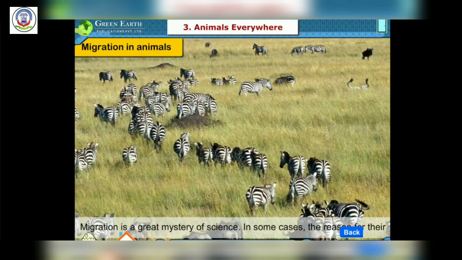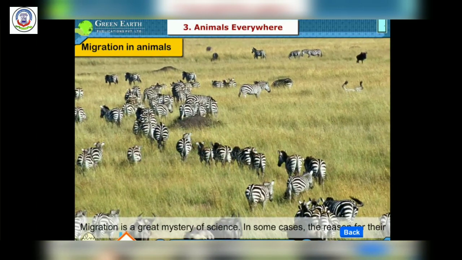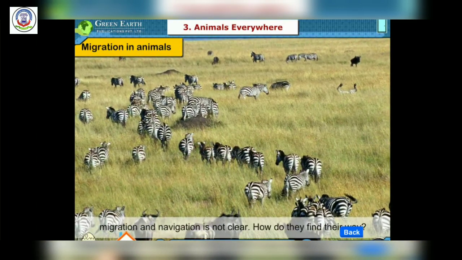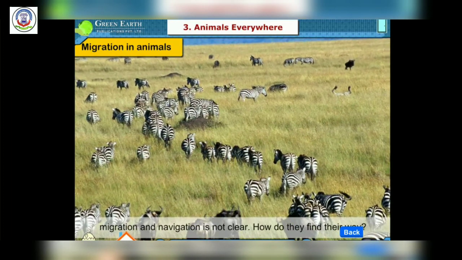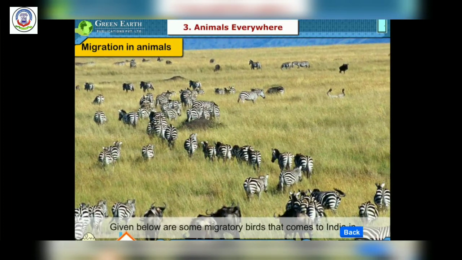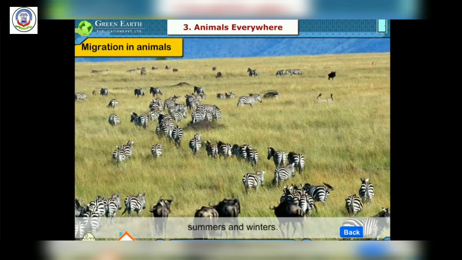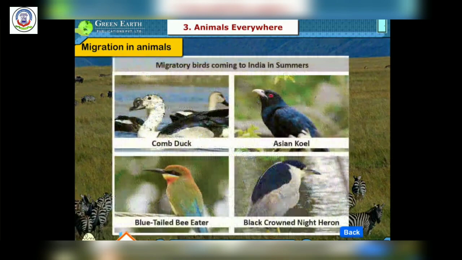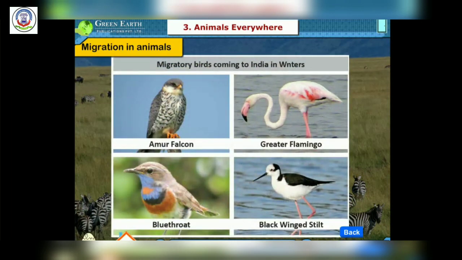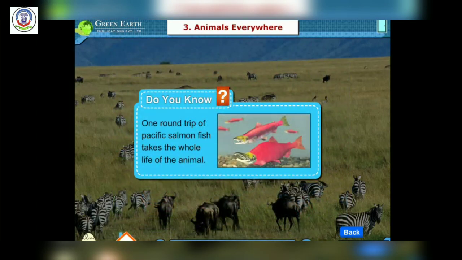Migration is a great mystery of science. In some cases, the reason for their migration and navigation is not clear. How do they find their way? Given below are some migratory birds that come to India in summers and winters. Do you know? One round trip of Pacific salmon fish takes the whole life of the animal.